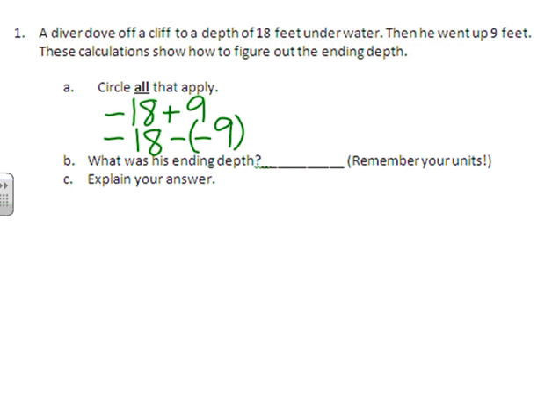Either one of those calculations that we do, his ending depth is going to be negative 9 feet. We need to make sure we put units. There will not be a reminder on tomorrow's test, so don't forget about that. As far as your explanation, you can do exactly what I just said. The negative 18 comes from the 18 feet underwater. Going up 9 feet represents the positive 9, and when you add them, you get his overall position at negative 9 feet.